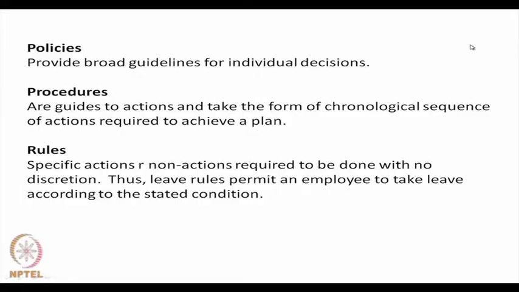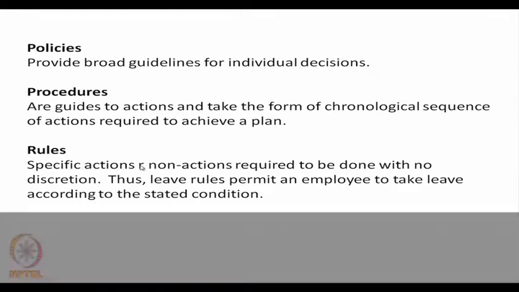Now, policies. Policies provide broad guidelines for individual decisions, and procedures are guides to actions and take the form of a chronological sequence of actions required to achieve a plan. So, basically the policies are broad guidelines for individual decisions and procedures are the chronological sequence, the various steps to achieve a plan. And finally, rules are specific actions or non-actions.